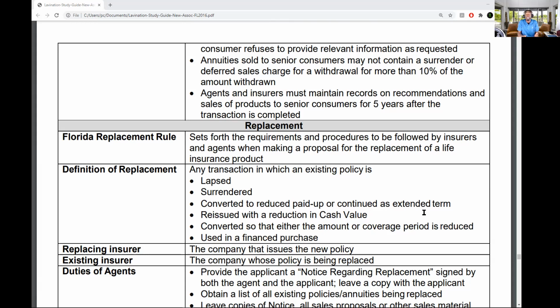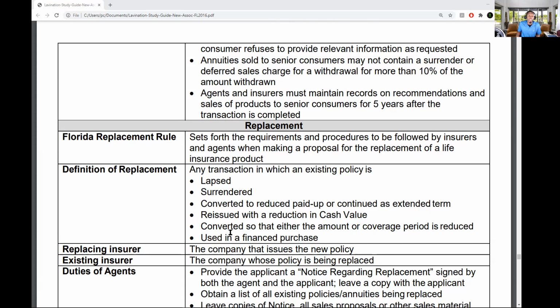That's considered replacement. That's somebody who has a whole life policy and now they do a reduced paid up, and we talked about that, I think, in chapter 3. Reduced paid up or extended term, that's considered replacement. So you have to make sure it's in the client's best interest in order for you to do that. Also, if somebody reissues the policy with a reduction of cash value, that's called replacement as well.